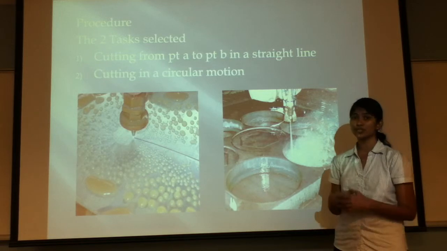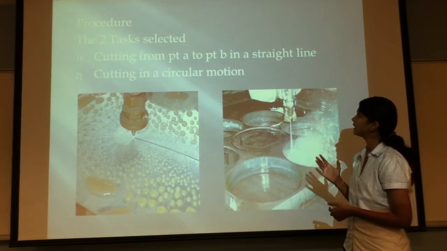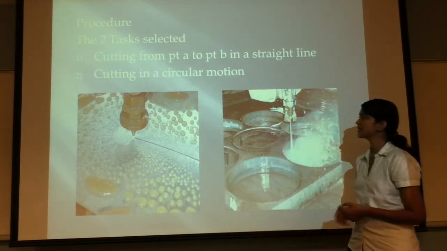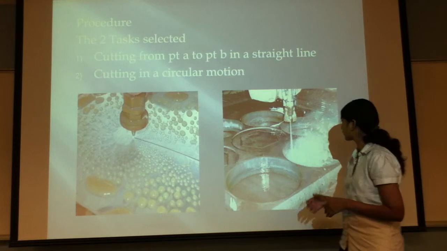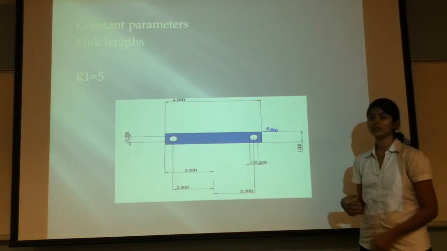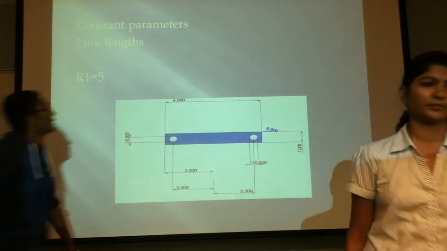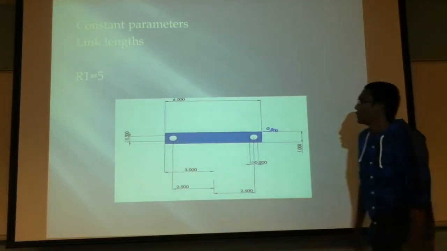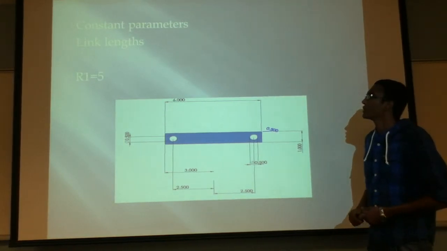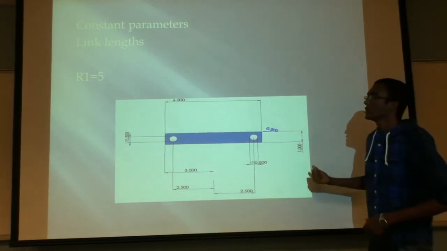The 2 tasks which were selected were cutting from point A to point B in a straight line, as we can see in the figure here, and the next is cutting in a circular motion. And the constant parameters were fixed, and they are being discussed with my friend Faizan. After we decided the 2 tasks that we wanted to accomplish with the help of the 3 degree of freedom robot, we decided the constant parameters, which were the link lengths.